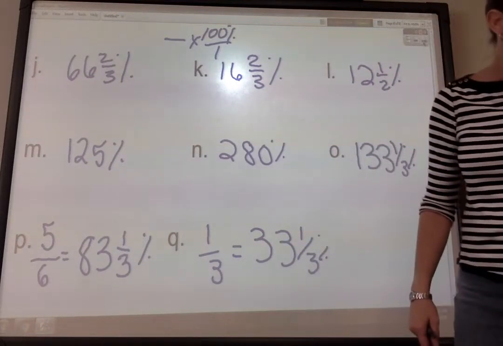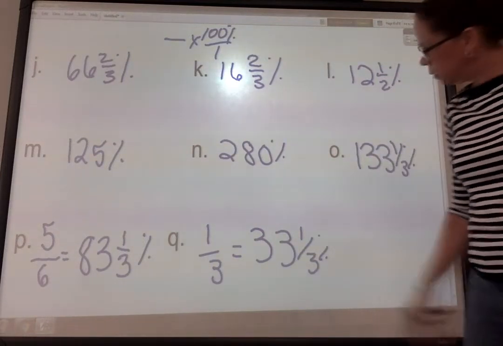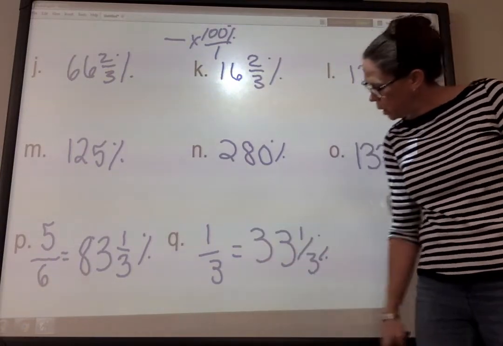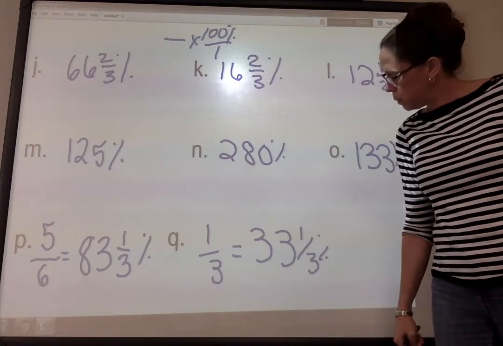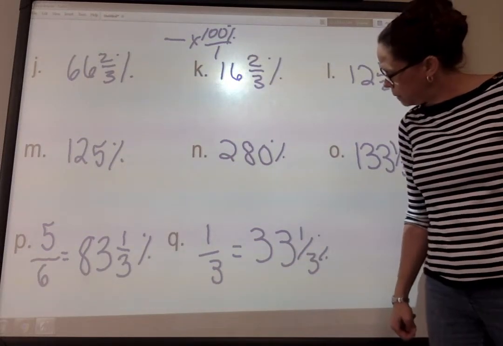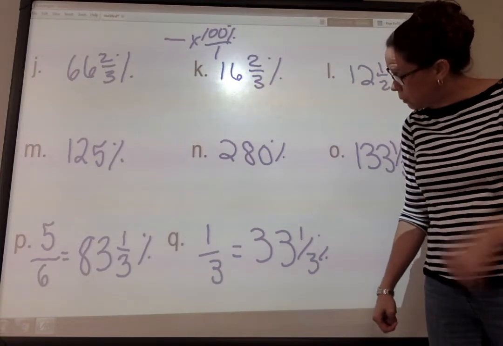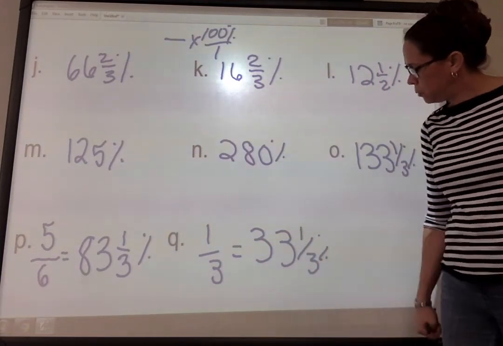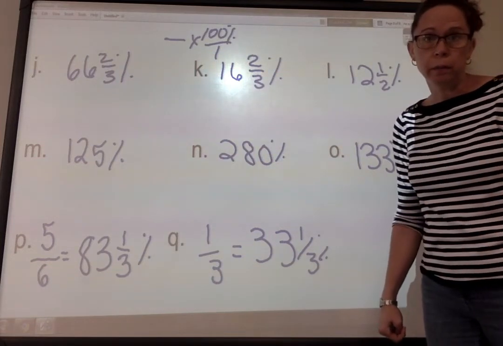Q, what percent of a yard is a foot? Well, a foot is 1/3 of a yard, so I took 1/3, multiplied times 100% over 1, so I get 300%, divide by 3, I get 100% divided by 3, 33 1/3%.